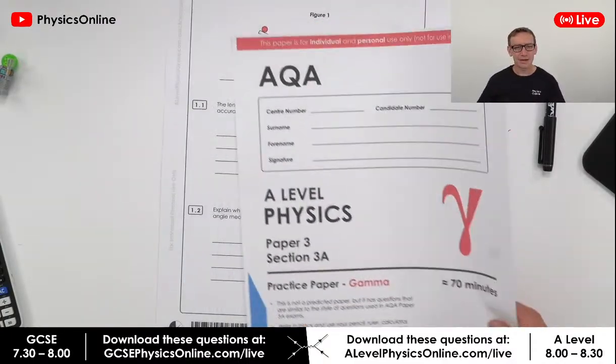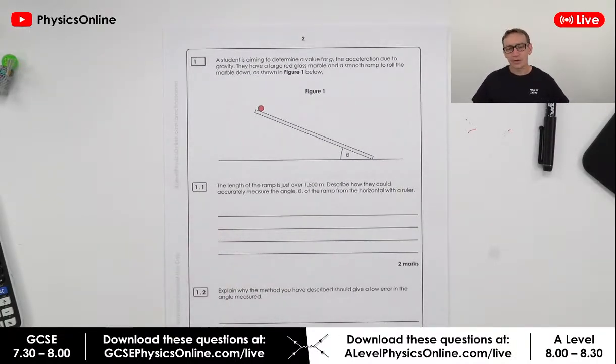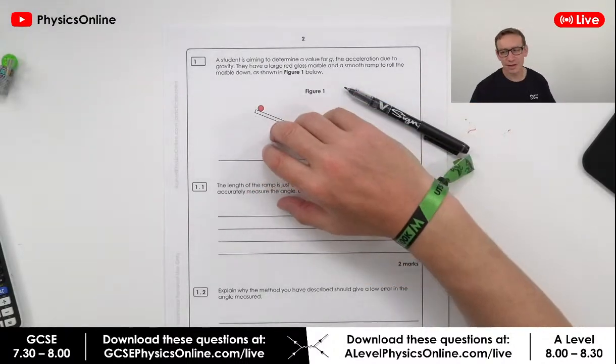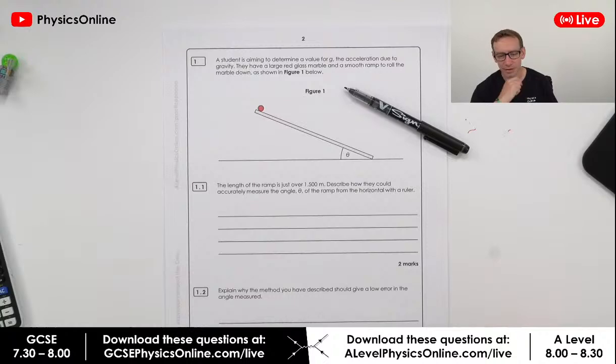Okay, so the first question we're going to look at is this one over here. I'm sure a lot of you will have done something similar in classrooms. It's an easy practical for a teacher to run. We're going to look at a way of determining a value for g, and a similar thing came up in my daily workout book on one of the other live streams we did a couple of weeks ago.